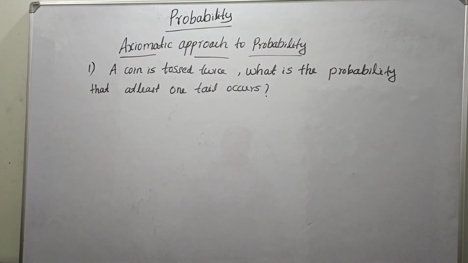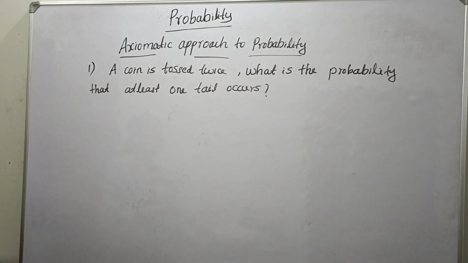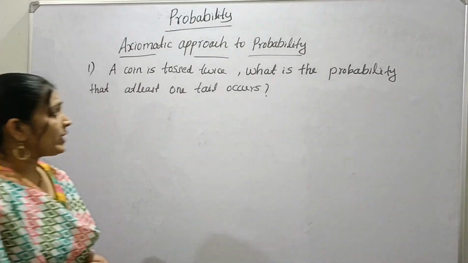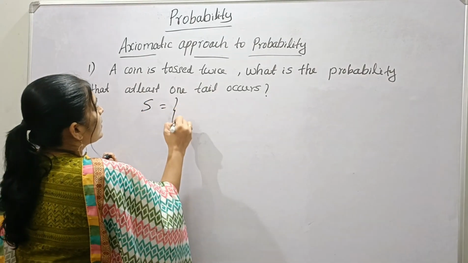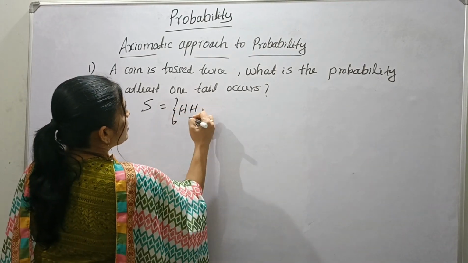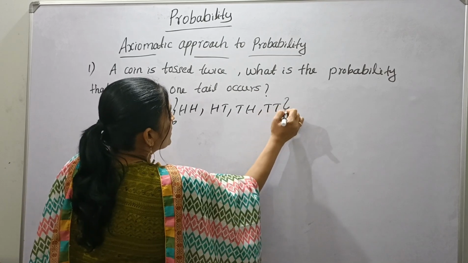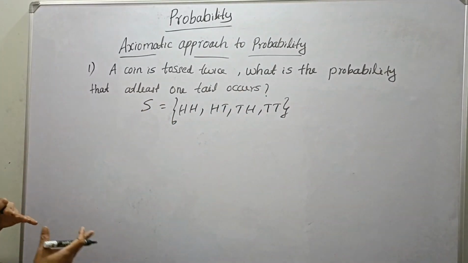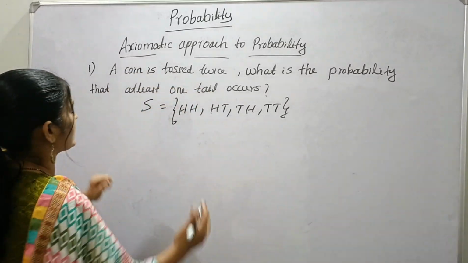Now let us go through some questions. First one: a coin is tossed twice. What is the probability that at least one tail occurs? When a coin is tossed twice, the sample space is HH, HT, TH, TT, right?